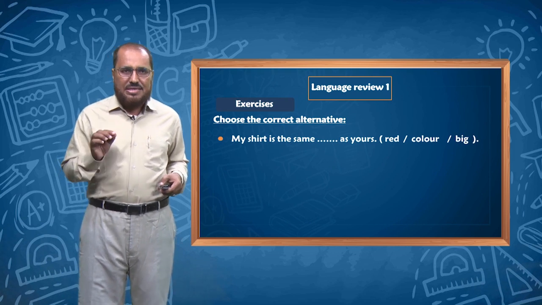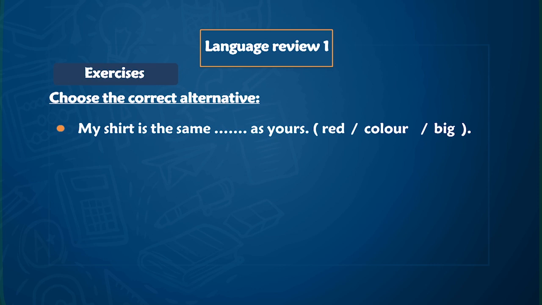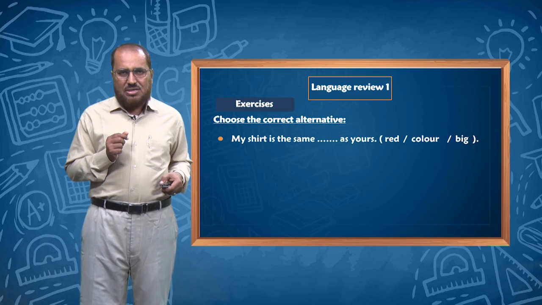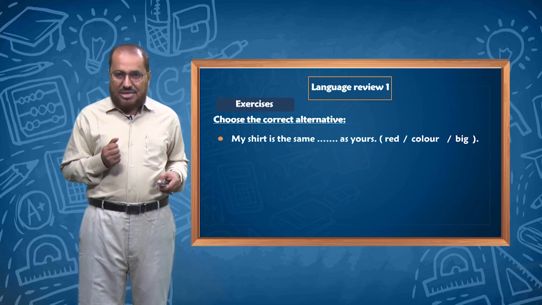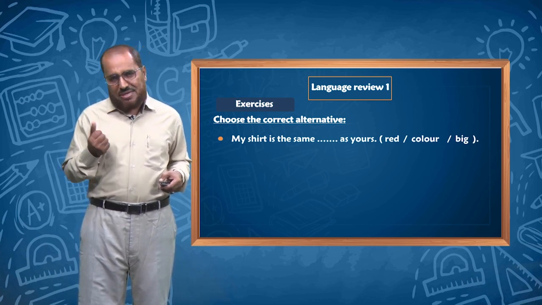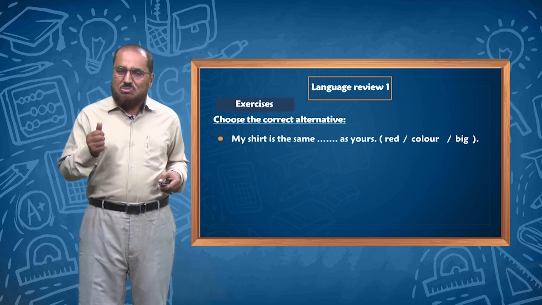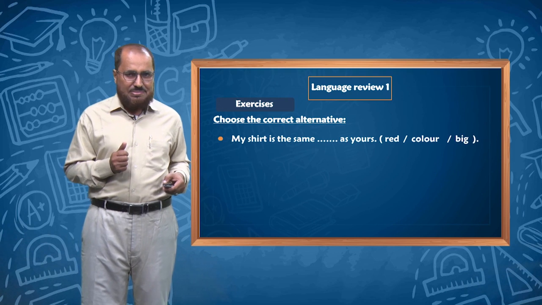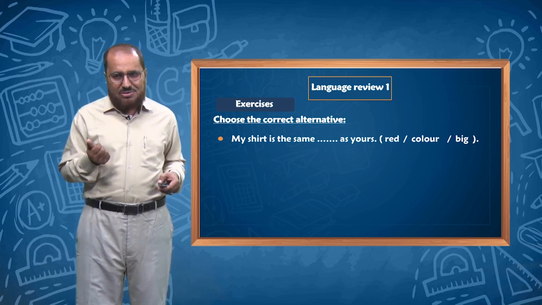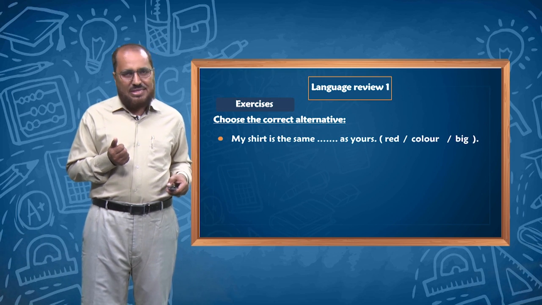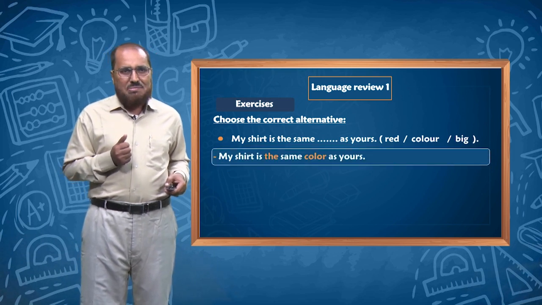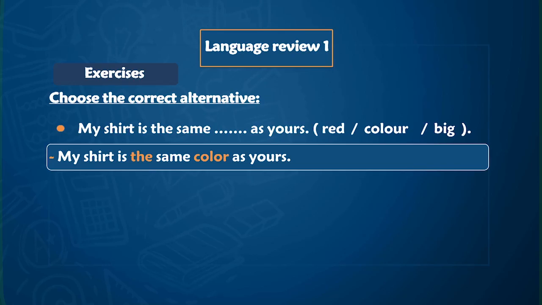My shirt is the same space as yours. Red, color, or big? Which one is the correct? The same. Here red is an adjective. Color is a noun. Big is an adjective. So which must follow the same here? The same must be followed by a noun. So it will be the same color. Yes, my shirt is the same color as yours. And don't forget also to put the same.